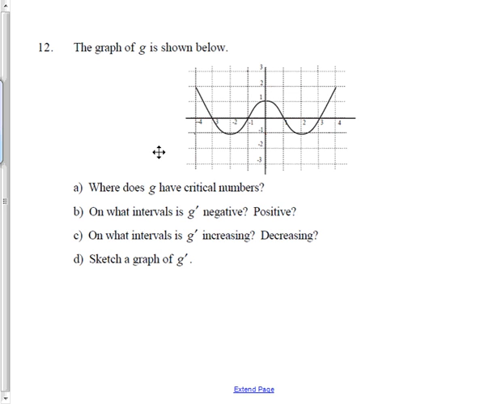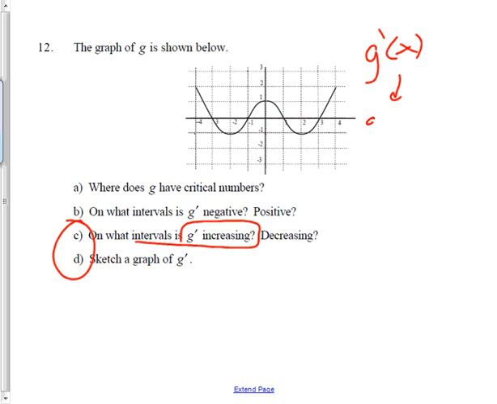Okay, so coming back to this problem, we want to know when is g prime increasing? Well, this is the derivative of g of x. Just language-wise, we call this g prime of x. Gone over that before, but just as a reminder. So when is it increasing? In other words, let's just look at increasing.